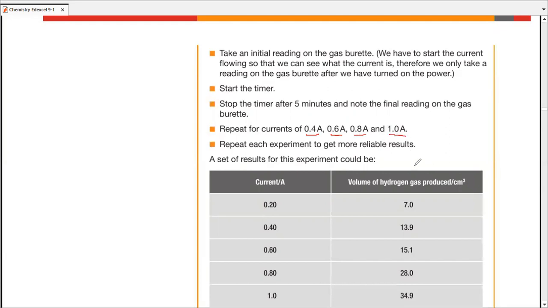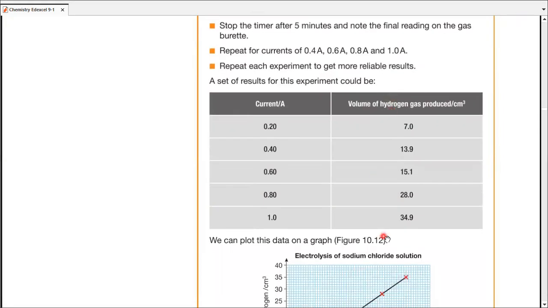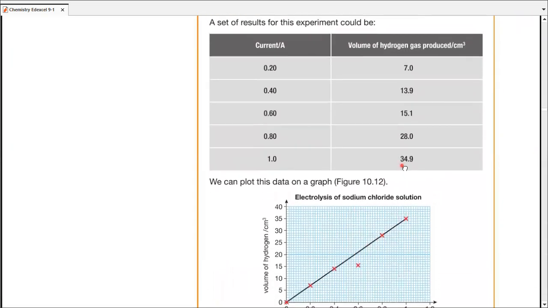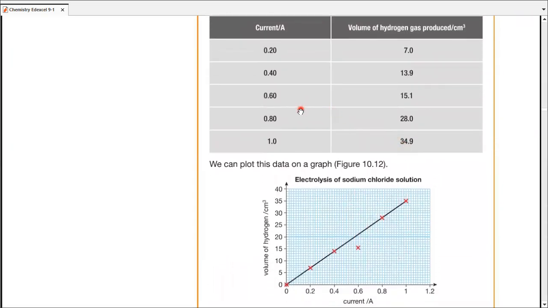Now, you'd notice that the volume of hydrogen gas produced, from the burette readings, is also given over there. Repeat each experiment to get more reliable results. You can repeat them twice, you can repeat them thrice, it is entirely up to you. Then what you can do is take these values of current and put them on the x-axis, take these values for volume of hydrogen in cubic centimeters, put them on the y-axis, and draw a graph.